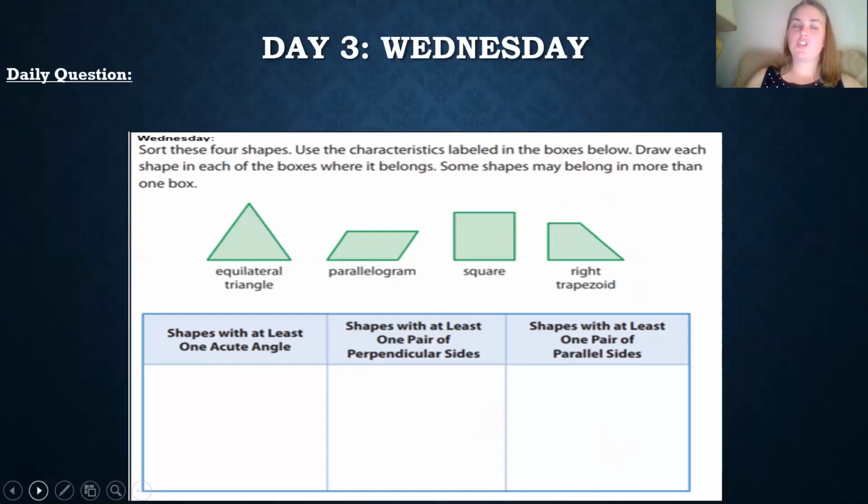Now we're at our daily question. Go ahead and pause this video and write this down in your journal. You're going to sort these shapes: equilateral triangle, parallelogram, square, and right trapezoid. You're going to make this chart in your journal. You're going to write shapes with at least one acute angle, shapes with at least one pair of perpendicular sides, shapes with at least one pair of parallel sides. Then write which one you think each shape goes in. For example, a parallelogram has at least one pair of parallel sides, so you're going to write that in this box. I want you to do it with all 4 shapes.